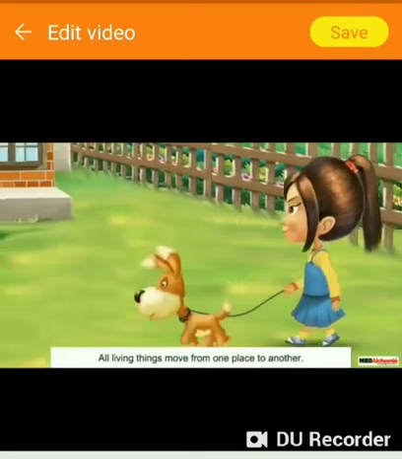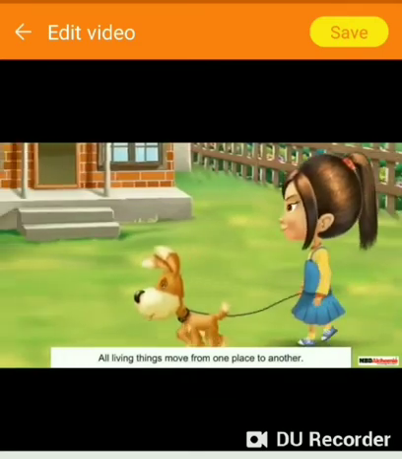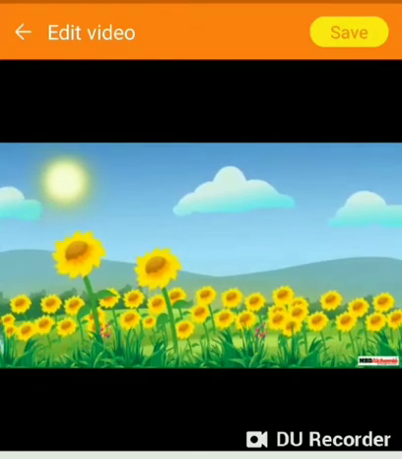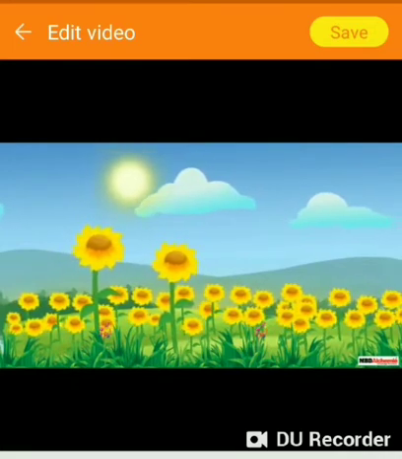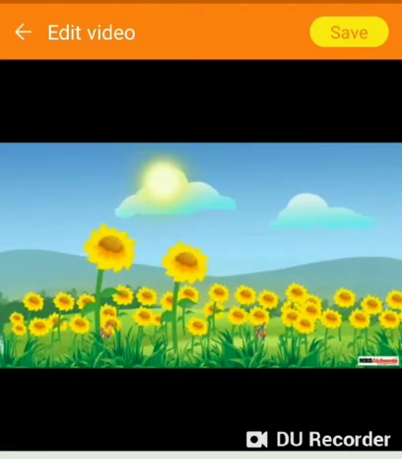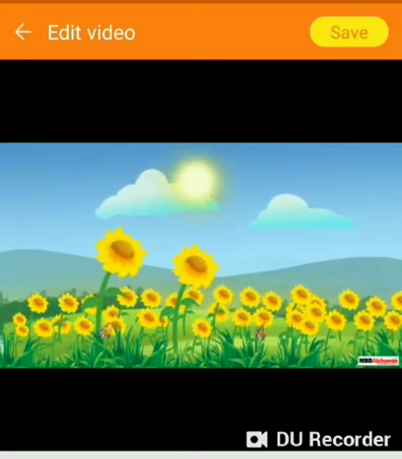All living things move from one place to another. Though plants do not move from one place to another, still some plants are sensitive to light and they move towards the sun.